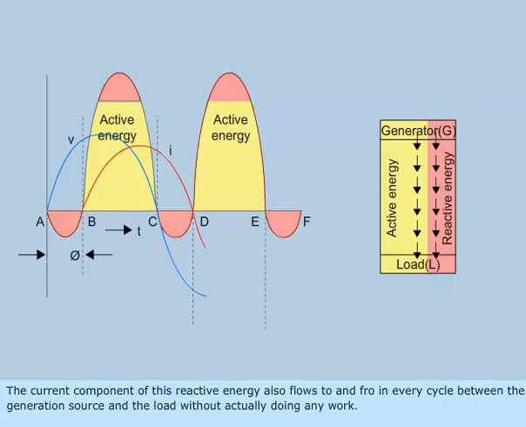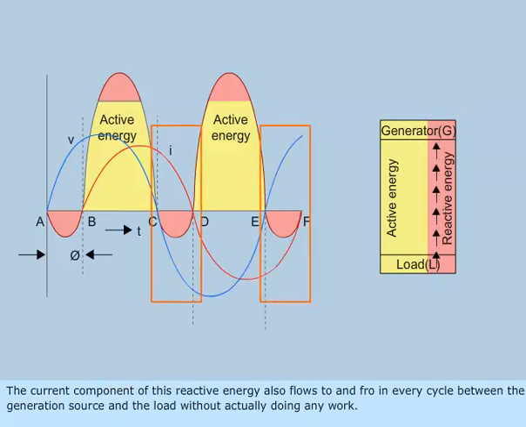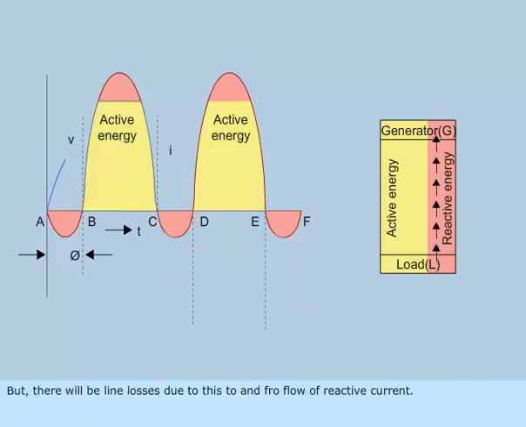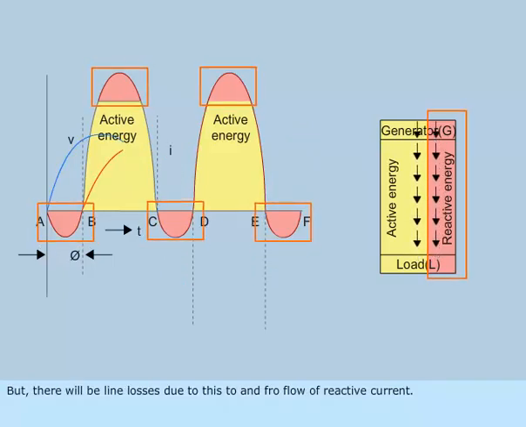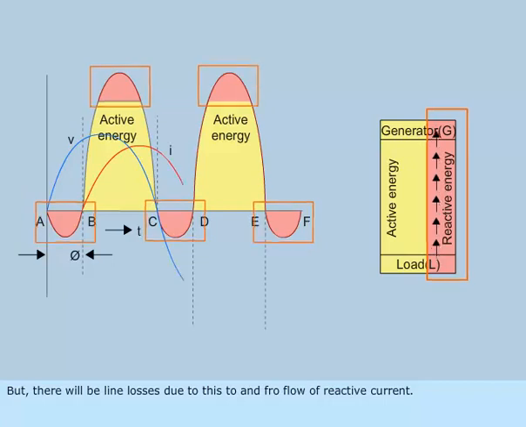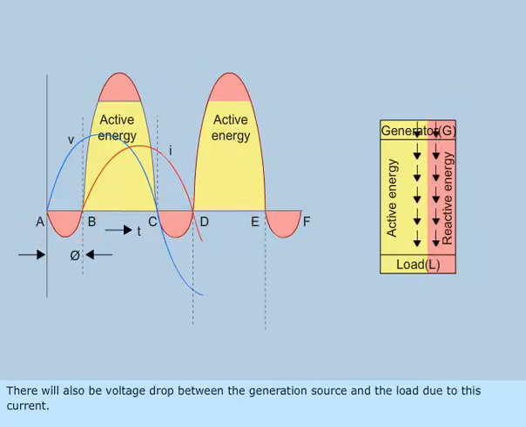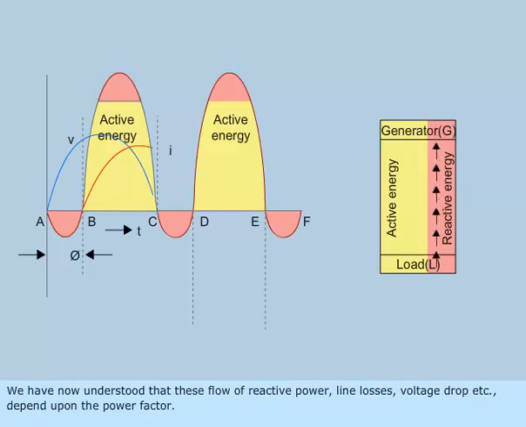The current component of this reactive energy also flows to and fro in every cycle between the generation source and the load without actually doing any work. But there will be line losses due to this to and fro flow of reactive current. There will also be voltage drop between the generation source and the load due to this current. We have now understood that these flow of reactive power, line losses, voltage drop, etc. depend upon the power factor.